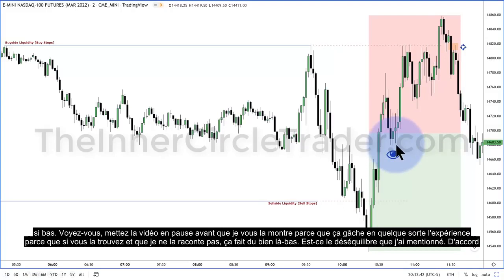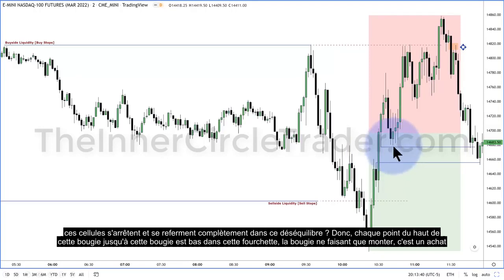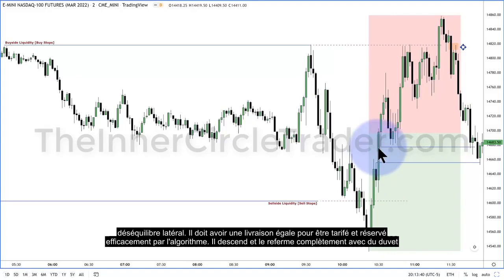Do you see it? Pause the video before I show it to you because it kind of ruins the experience. Because if you find it and I don't tell it, it feels good. Right there is that imbalance I mentioned. Okay, it's only one single candle passing up, and the previous candle's high, and the next candle's low. That area right there is an imbalance. From this area here, it went down below the 50 level and attacked these sell stops and completely closed in this imbalance. So every point of this candle's high to this candle's low, that range with the candle only going up, that's a buy side imbalance.